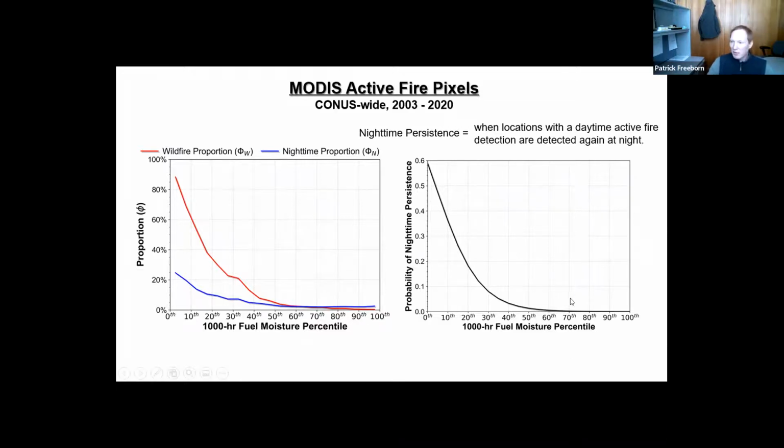So as I alluded to before, above the 50th percentile where we have prescribed fires and agricultural fires, although MODIS detects those during the day, it's unlikely, if not never occurring, that MODIS detects those same locations again at night. In contrast, as we get the lower 1,000-hour fuel moistures where we have wildfires and increasingly larger wildfires, if MODIS detects a wildfire during the day, there's a really high likelihood that it's going to detect it again at night.